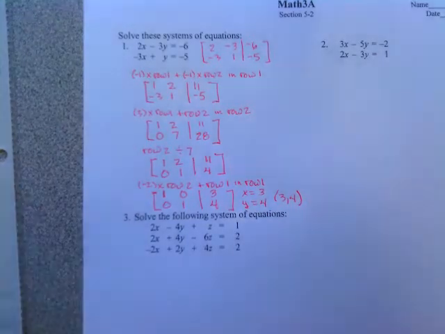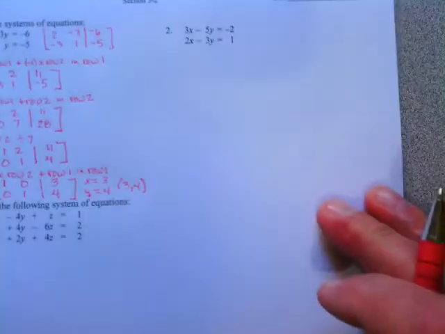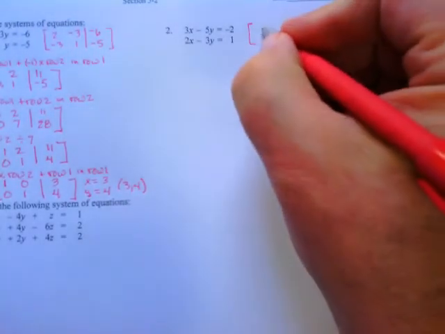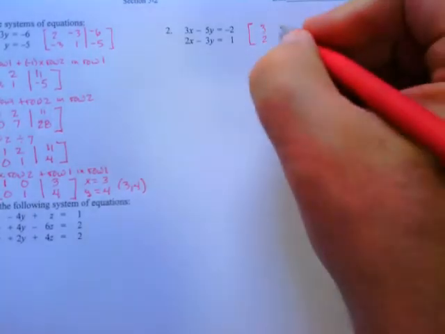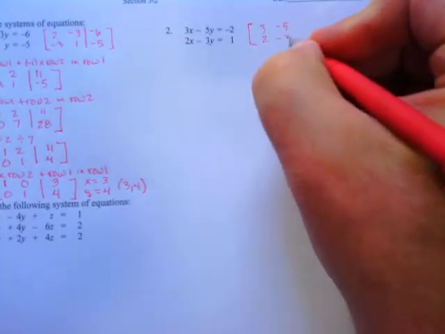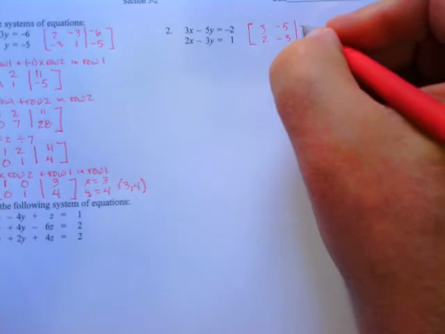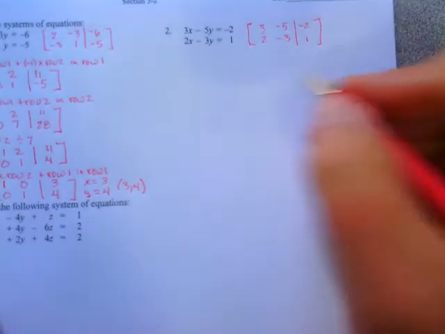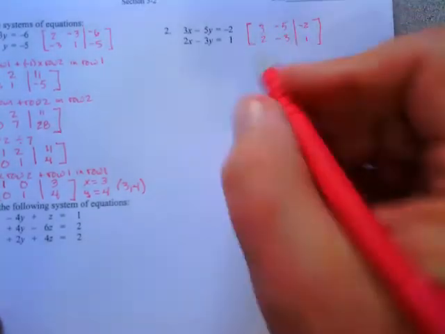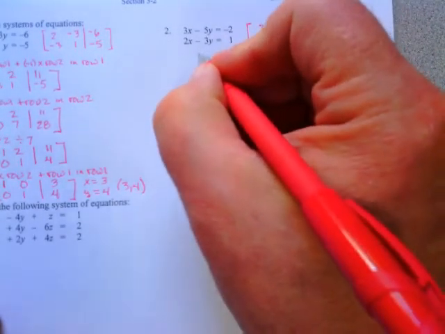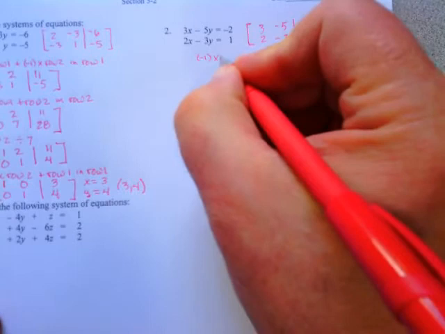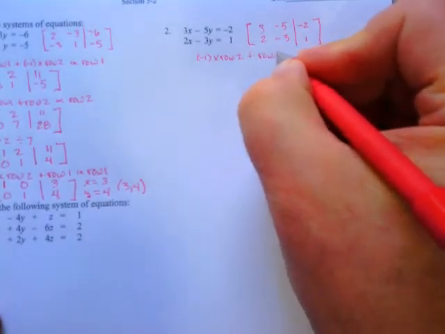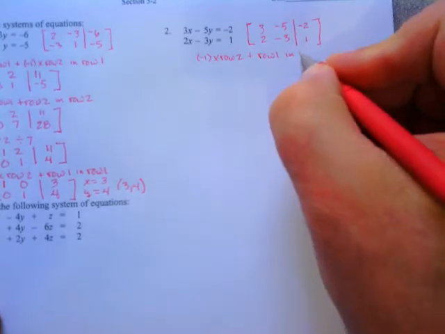So let's go ahead and look at problem 2 now. Again, let's rewrite it in the matrix form. 3, 2, minus 5, minus 3, negative 2, 1. Again, I want a 1 up here, so this time I'm going to do a negative 1 times row 2 plus row 1, and then put that in row 1.